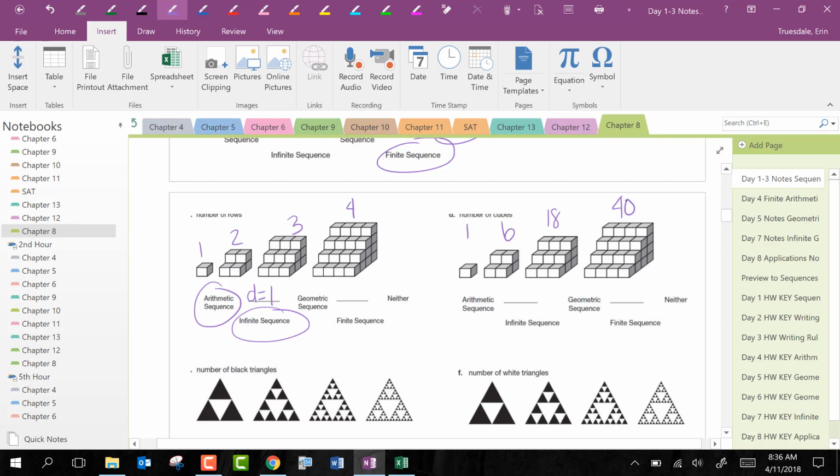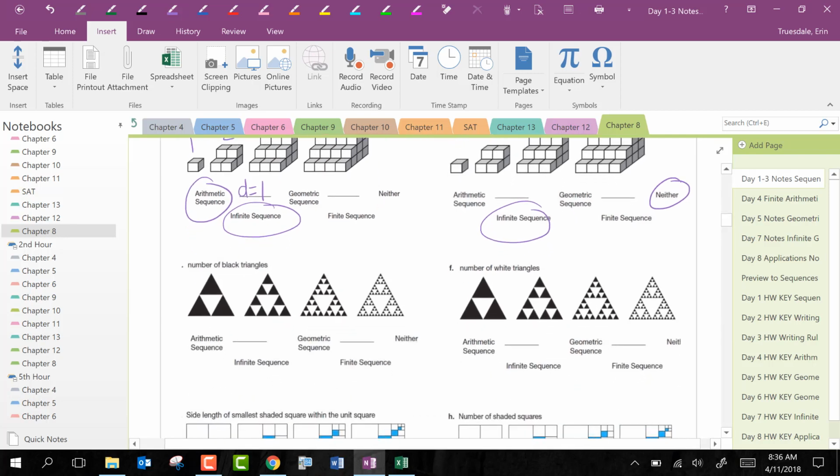So when we look at 1, 6, 18, 40, is there some sort of pattern? Are we adding the same thing or multiplying by the same thing? No. So neither. And again, this one could potentially go on forever if you just keep adding to it. I want you guys to do the next two.